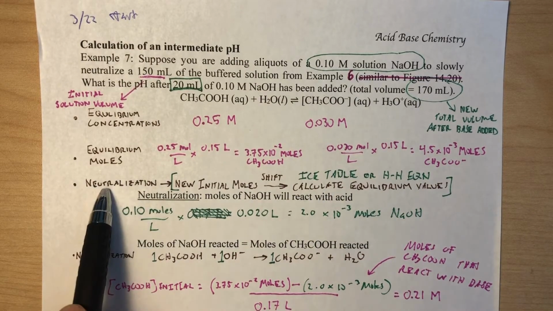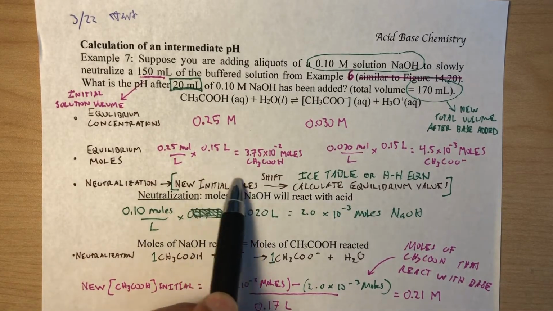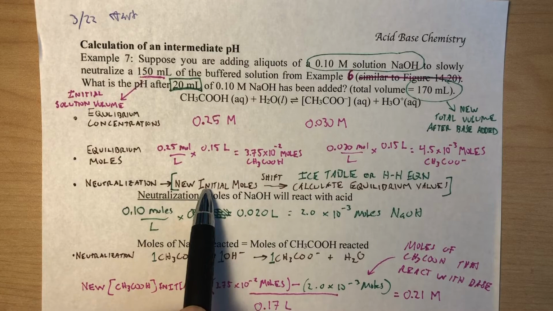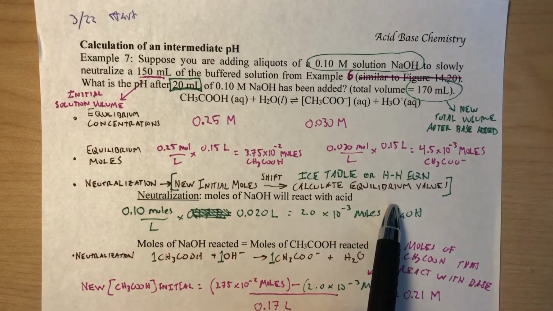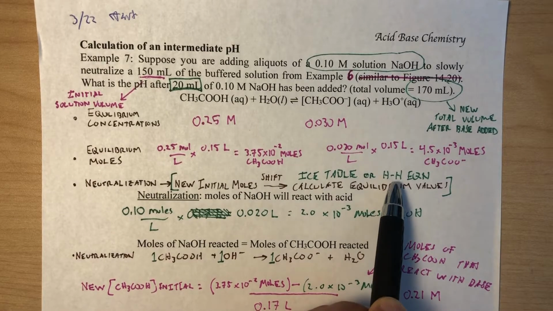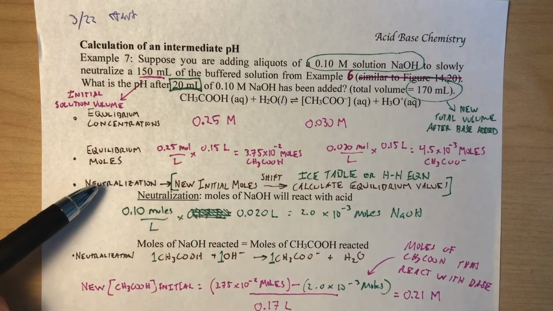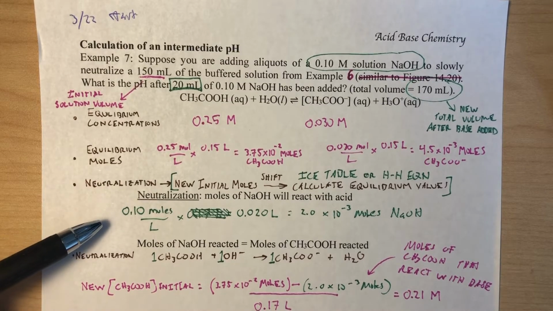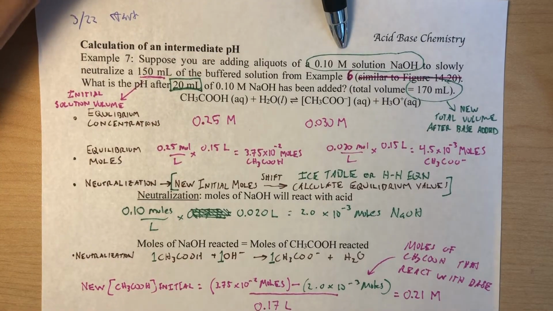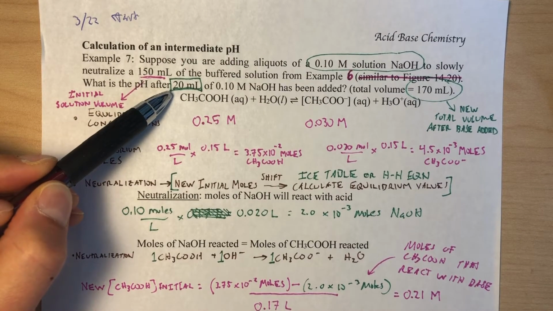So a neutralization reaction occurs when you have an acid reacting with a base. What we need are our new initial moles after the reaction, and that's going to shift and then either give us a situation where we use an ICE table or the Henderson-Hasselbalch equation to give us our equilibrium values. So let's see how that happens. First, the neutralization step. That's going to be moles of sodium hydroxide reacting with the acid. Our sodium hydroxide is given at the top. It's 0.10 molar NaOH, and we have 20 milliliters of that solution being added.